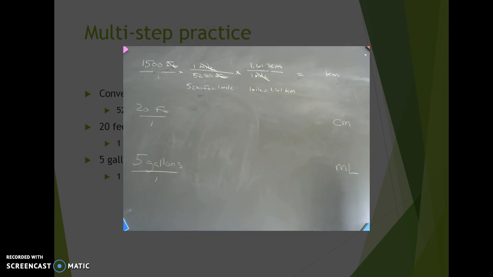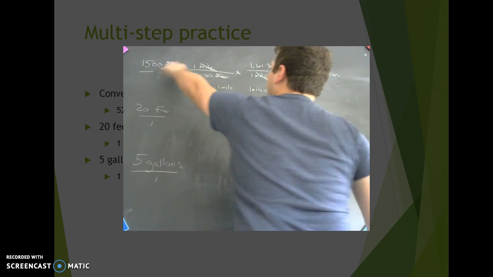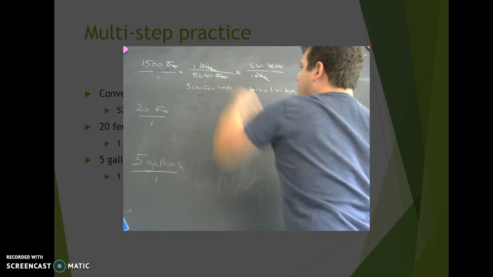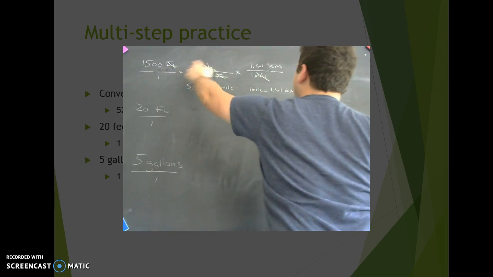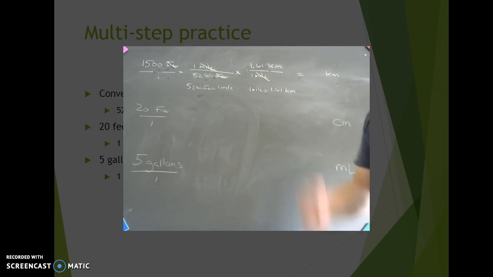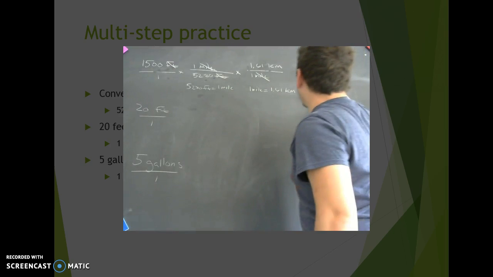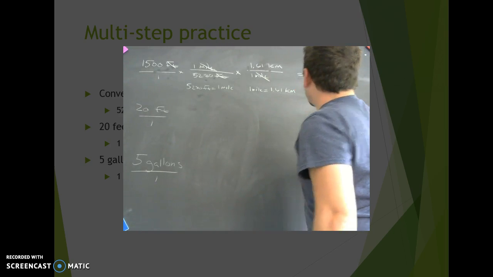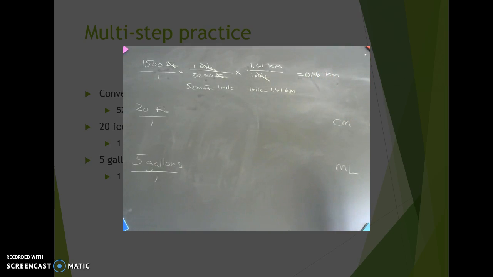Looking at our numbers, we have 1,500 feet, and 5,280 feet is on the bottom, so it should be division. So 1,500 divided by 5,280, and then multiply by 1.61 because it's on top. If we do that correctly, we get a final answer of 0.46 kilometers. Okay, at this point in time, I do suggest you pause it, and I will come back and show you the solutions for the final two sample problems here and here.